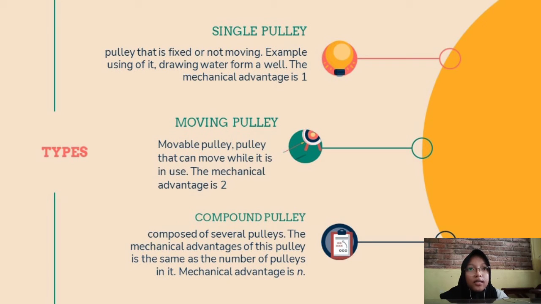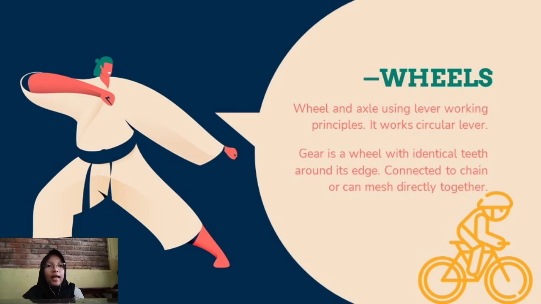And the third is the compound pulley. It is composed of several pulleys, and its mechanical advantage is the same as the number of pulleys in it. We can say the mechanical advantage is n. Last but not least, the type of simple machine is wheels.